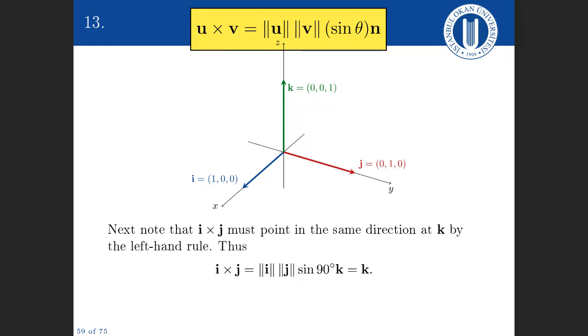That means i cross j is norm of i, norm of j, sine 90 degrees, because the angle between i and j is 90 degrees, multiplied by k. i is a unit vector, so norm of i is 1. j is a unit vector, so its norm is equal to 1. And what is sine of 90 degrees? Sine of 90 degrees is 1. So we end up with just k. i cross j is equal to k. And then immediately, j cross i must be minus i cross j, or minus k.